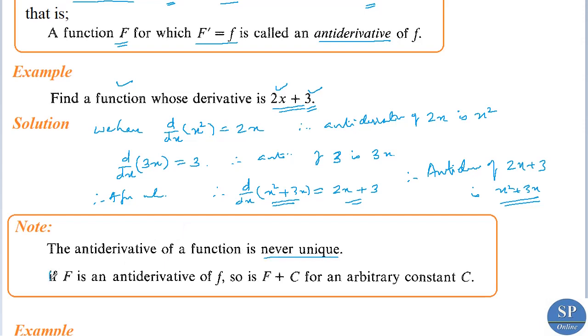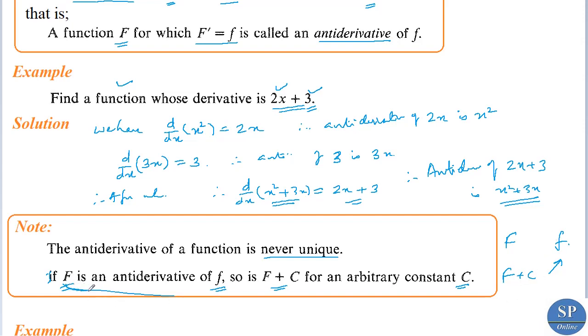Now, the antiderivative of a function is never unique. That is, if capital F is an antiderivative of f, then F plus c is also an antiderivative of f for every arbitrary constant c.